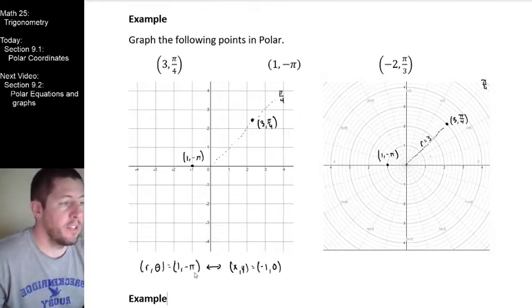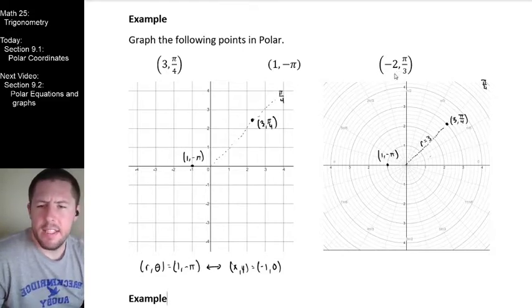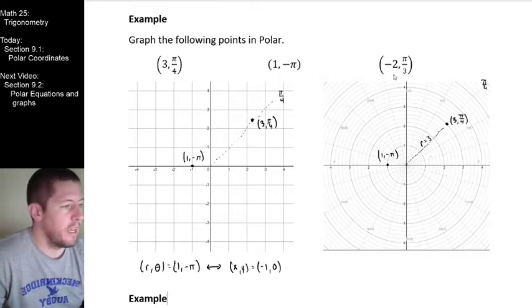Finally, this last one here is a little bit weird. This is negative 2, pi thirds. And the reason why this one's a little bit weird is because this negative 2 right here is sort of like saying our radius is negative 2. And that kind of doesn't make sense to me because my distances are typically positive distances here. So there's kind of 2 different ways I can go about thinking about this one.